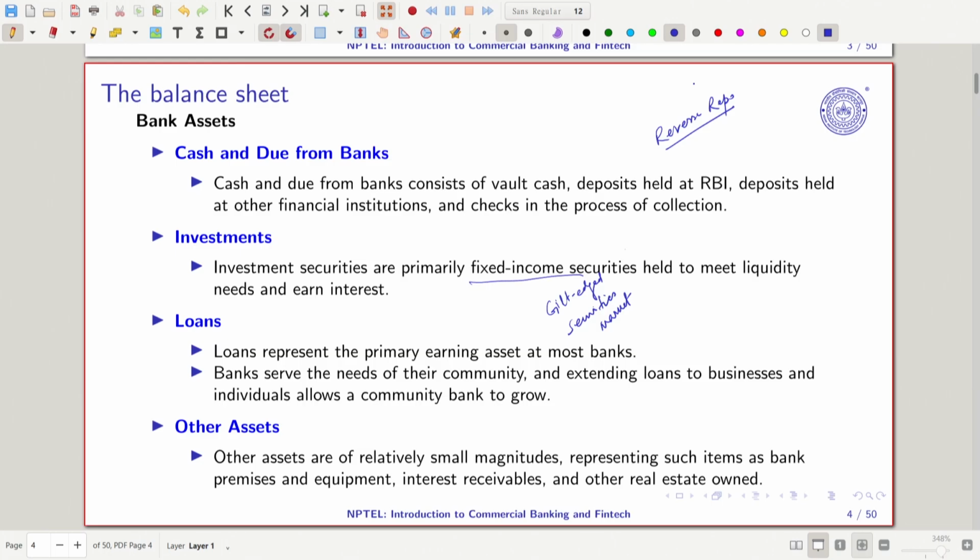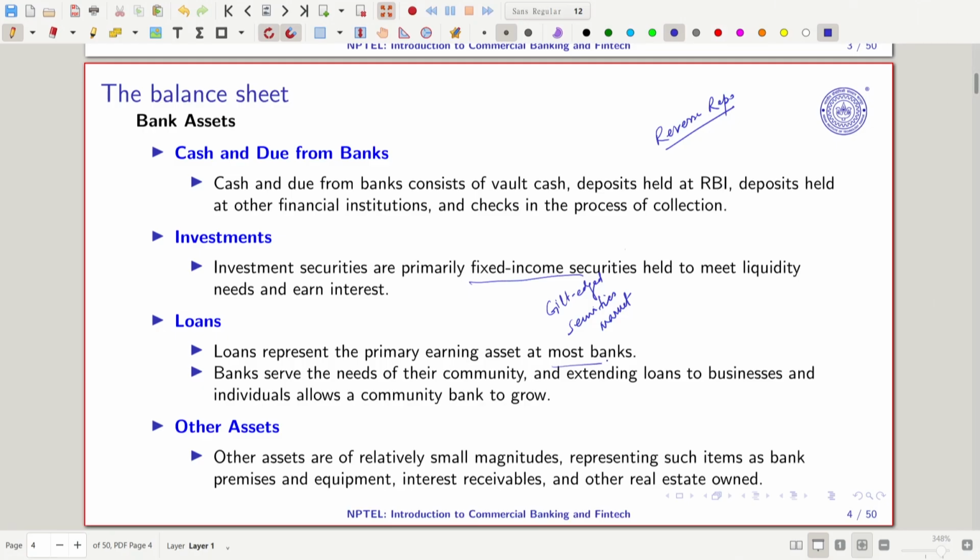Then they also have some kind of income coming from different sources. For example, if they have gone for leasing or any other asset, that will be part of it. Loans represent the major portion. So if you think about the asset size, if the bank has more asset size coming from loans, then it is called good for the bank. So loans represent the primary earning asset at most banks.